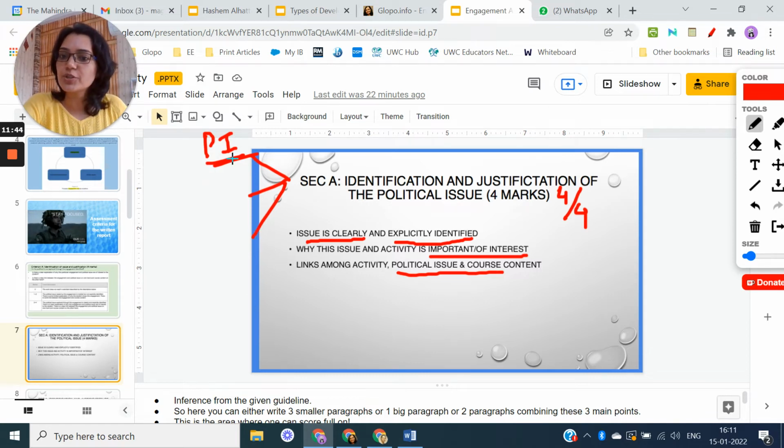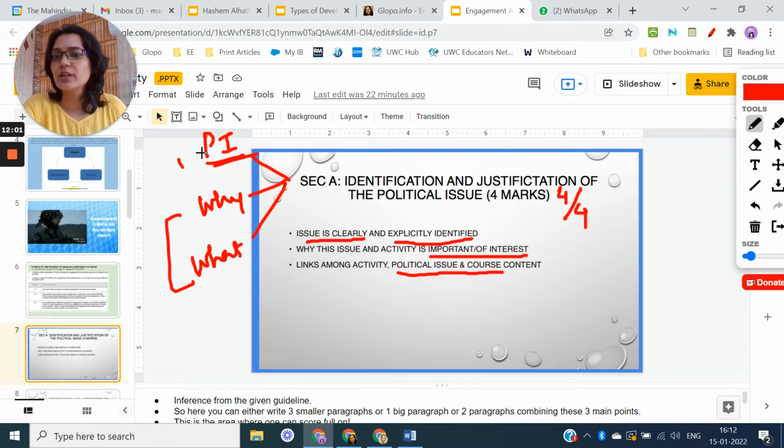Number one is, what is your political issue? Why are you interested in this? And what is the link to the course? Okay, these are three. You can make it in one paragraph or two paragraphs. Do not make three paragraphs. You can club these two paragraphs and write this one. How many words? Approximately 300 words. Now it's your choice. How do you distribute these 300 words?